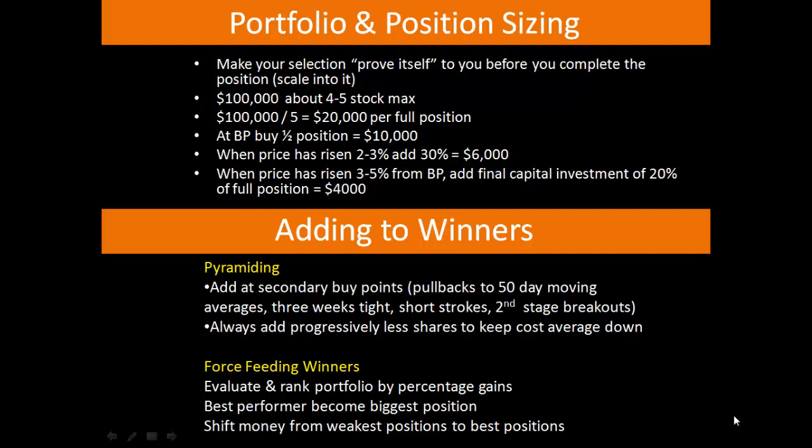And what you'll do, which is actually against human nature, is sell your weaker positions. You're not going to wait around for them to come a little higher or come back up to zero. You're going to get rid of them, and take that capital from the sale and start slowly increasing your position into your big gainers. You'll do that by pyramiding at secondary buy points, like pullbacks to the 50-day moving average, 3 weeks tight patterns, a short stroke pattern, second stage base breakouts. And as you do this, you're going to progressively add less and less shares to keep your cost average down.